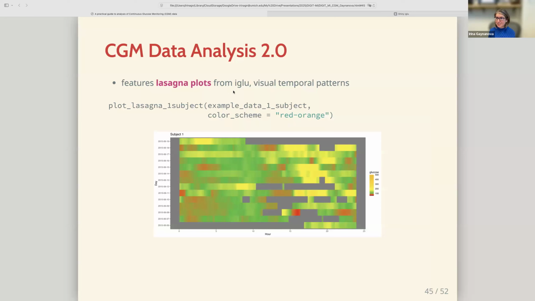One is that the article actually features lasagna plots that are made by our package iglu. This is the idea that looking at the temporal patterns visually is the next step. We don't want to look just globally at what the time in range is, but maybe we want to think about how it changes from night into day and what times of day it's most affected.